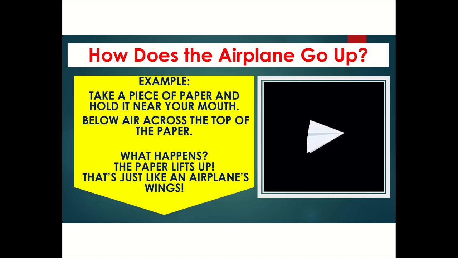How does the airplane go up? Example, take a piece of paper and hold it near your mouth. Blow air across the top of the paper. What happens? The paper lifts up. That's just like an airplane's wings.